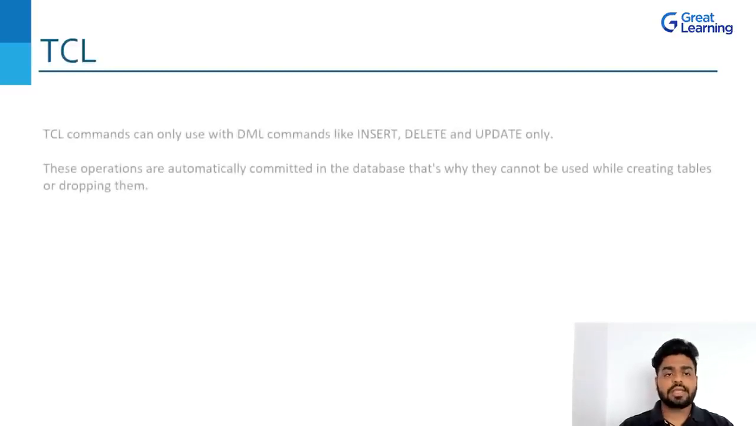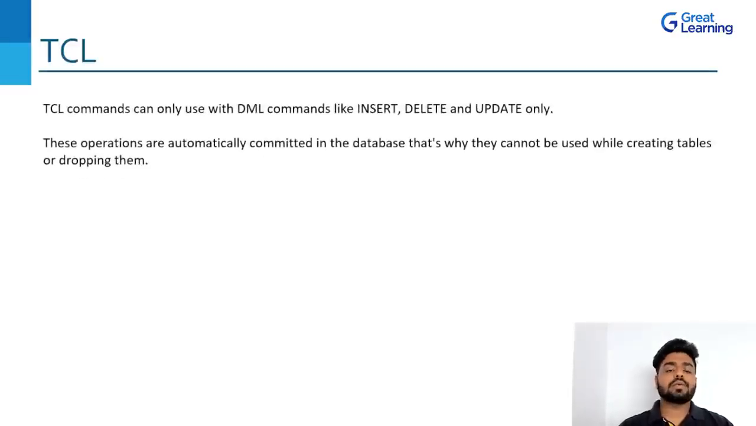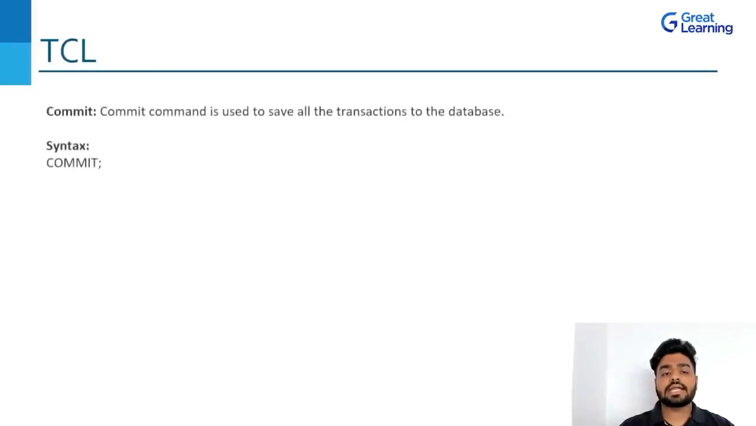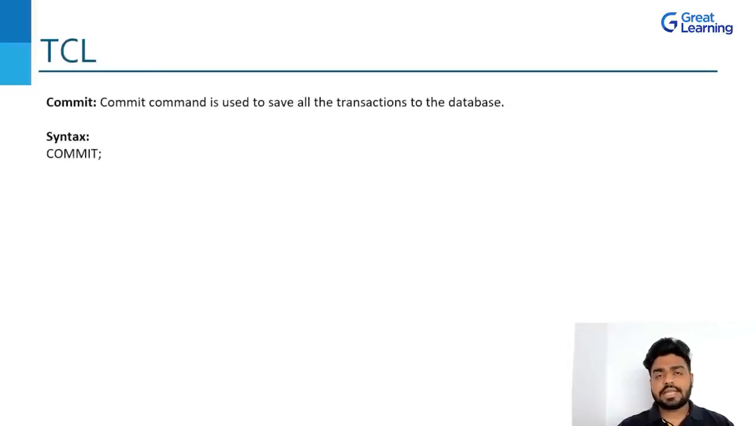Now let's move to the TCL, which is transaction control. Transaction control can only be used with DML commands like insert, delete and update. What is transaction control? Let's understand that. It is used to control transactional processing. Now what is this transaction processing? Let's understand it by understanding two keywords, which are commit and rollback.